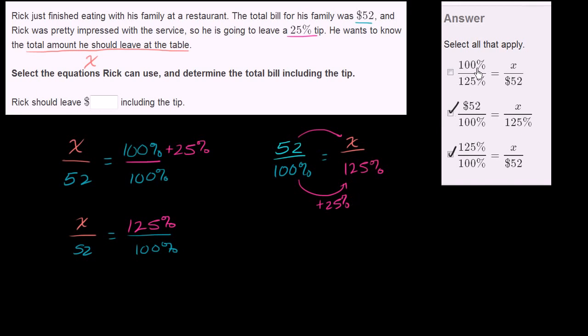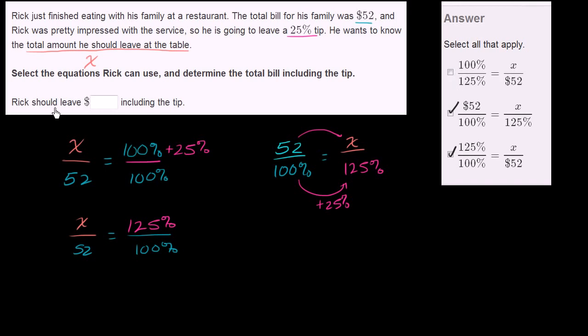Now what about this? The ratio between 100 and 125% should be equal to X over 52. Now this does not make sense because this is the ratio between the full price without the tip and the full price with the tip, but here is the tip and the full price. So if you swapped these two, if you wrote this as 52 over X, then you could check this. But here, you're not finding the ratio between the corresponding things. So I would not check this one.